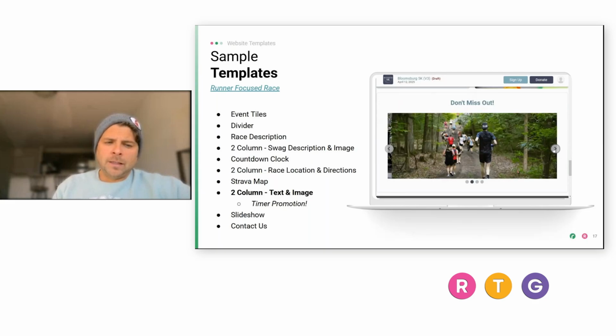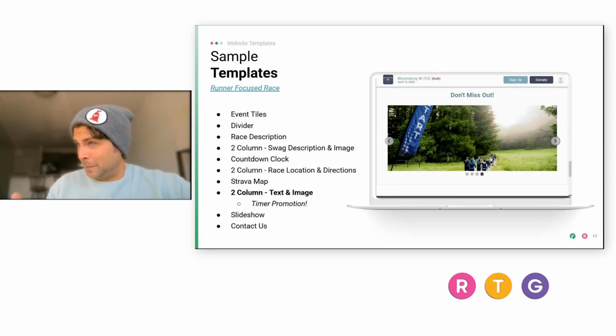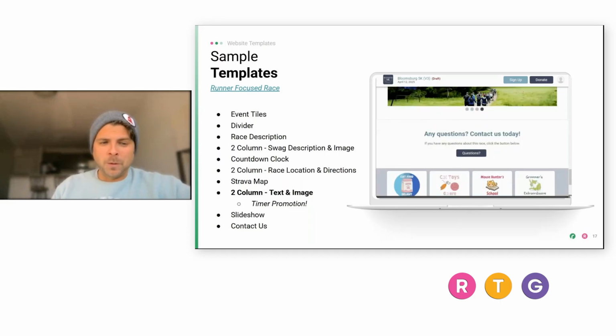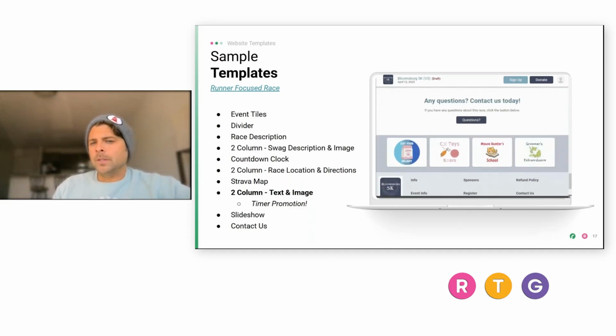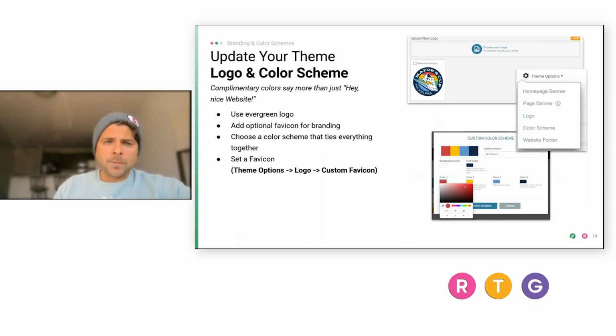And then again, there's images here that really give people that fear of missing out, that FOMO there. And then as always, the contact. So all of these things are pulling in with the branding and color schemes. And I think that these are really important because this is the easiest way to differentiate yourself. You have a brand, you have a logo, make sure that it's out there and part of your website. So update your theme and logo and color scheme.